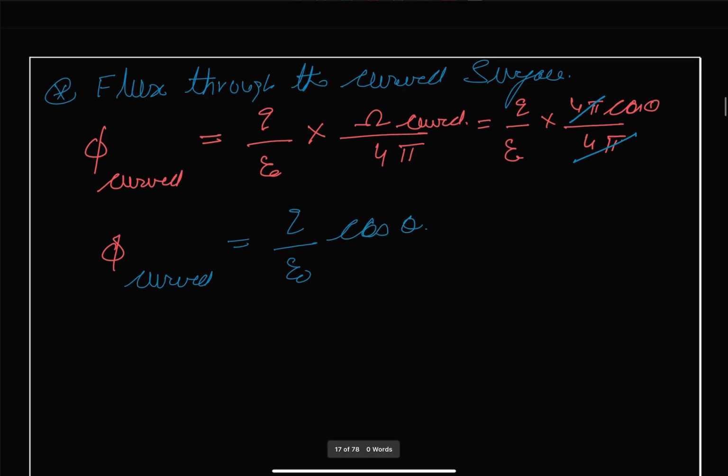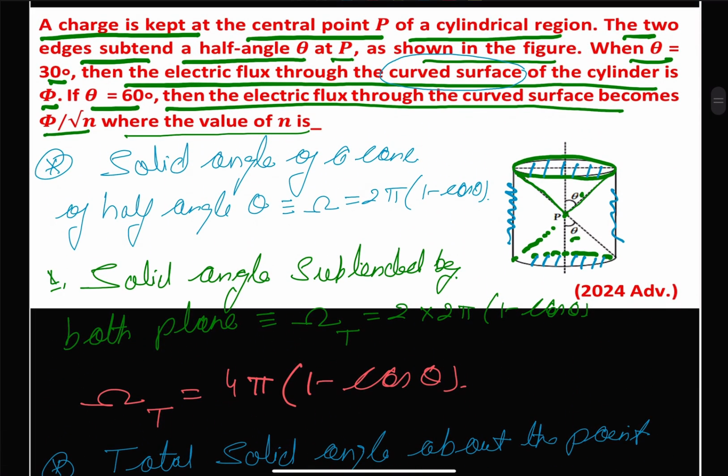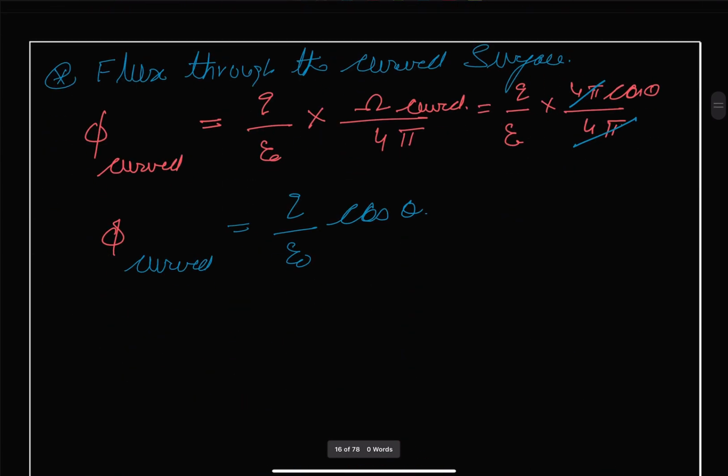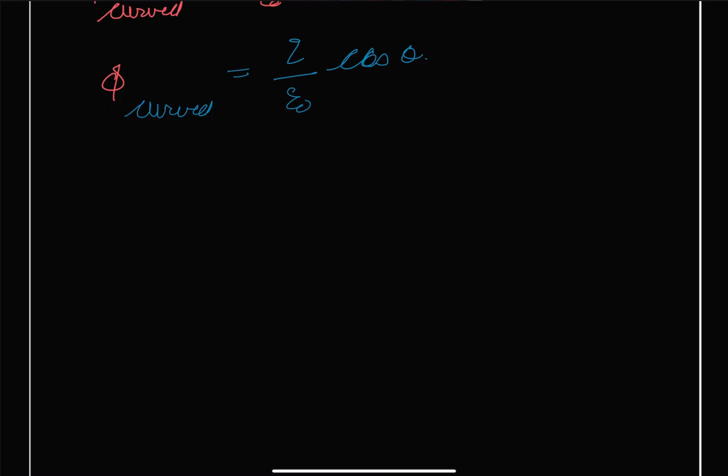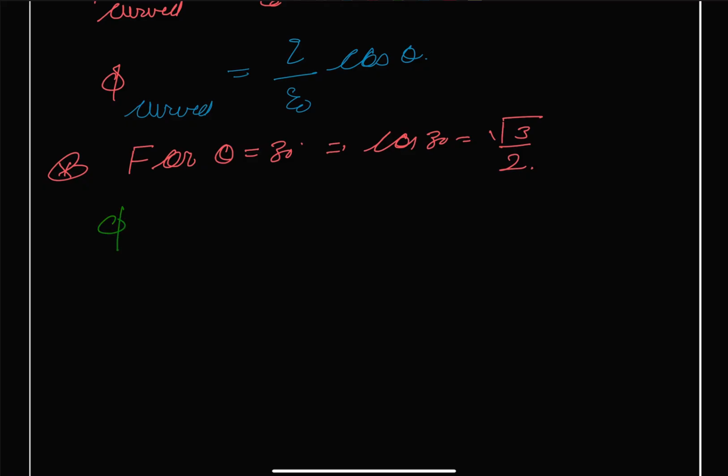Now we have two angles. One angle is 30 degrees, and the flux is given as phi. And when the angle is 60 degrees, the flux is given by phi upon square root of n. So let us use these two values. For theta equal to 30 degrees, we require cos of 30, which is equal to square root of 3 divided by 2. Therefore the flux through the curved surface for this angle is q upon epsilon naught multiplied by square root of 3 divided by 2, and this is given as phi.